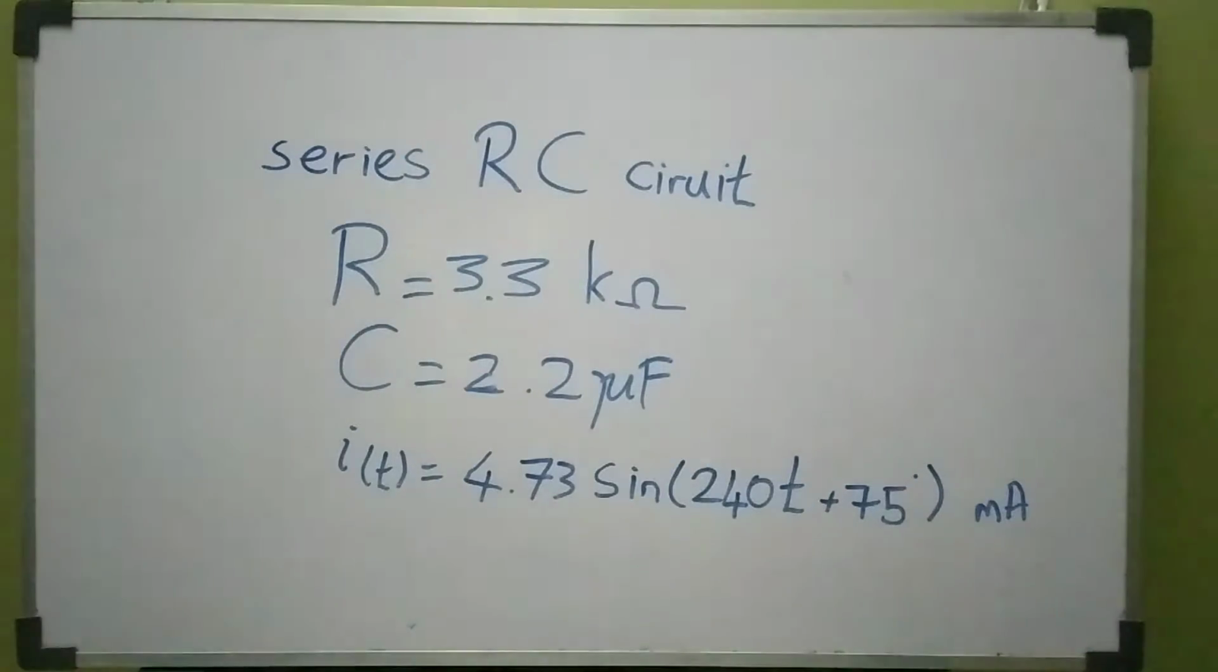In a series circuit, R is equal to 3.3 kilo ohm, capacitance C is equal to 2.2 µF, and the current I is 4.73 sin(240t + 75°) milliampere. Find the total impedance of the circuit in Cartesian and polar forms. So they have asked to find the total impedance of the circuit in both forms, Cartesian and polar.